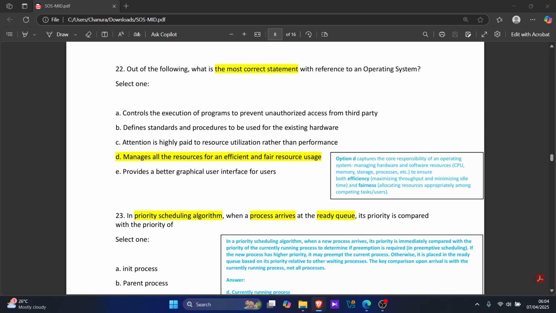Comparing A and D, security is part of the OS, but managing resources is more fundamental. The question asks for the most correct, so likely D. The OS's main job is managing resources efficiently and fairly. Options C and E are less likely. So the answer should be D.